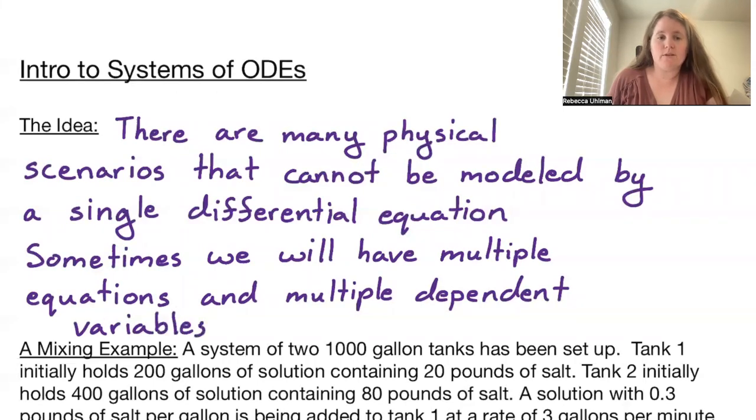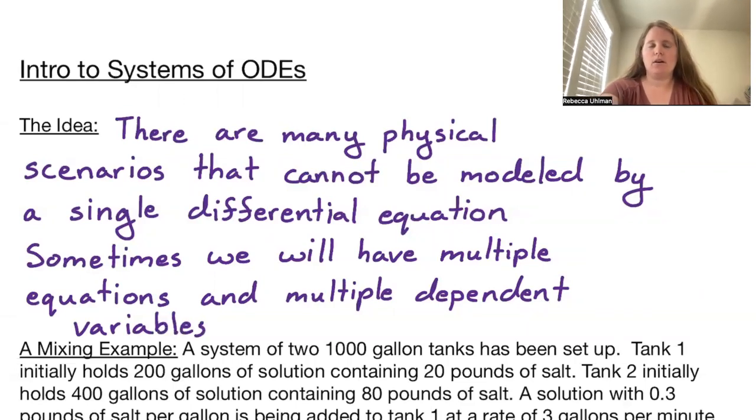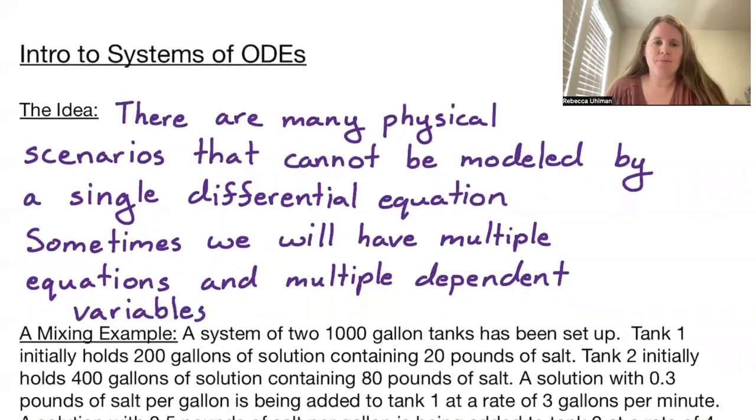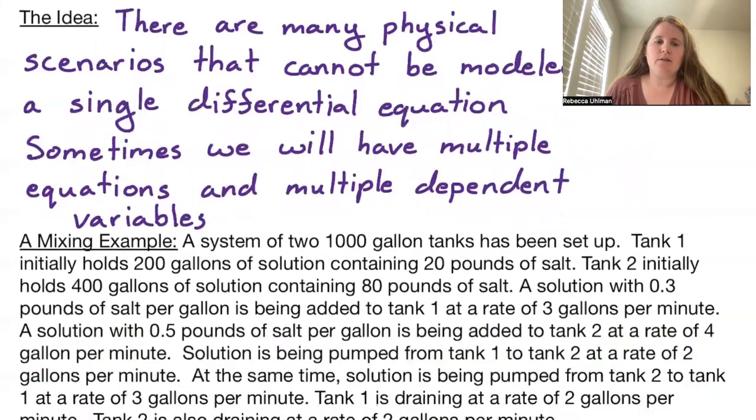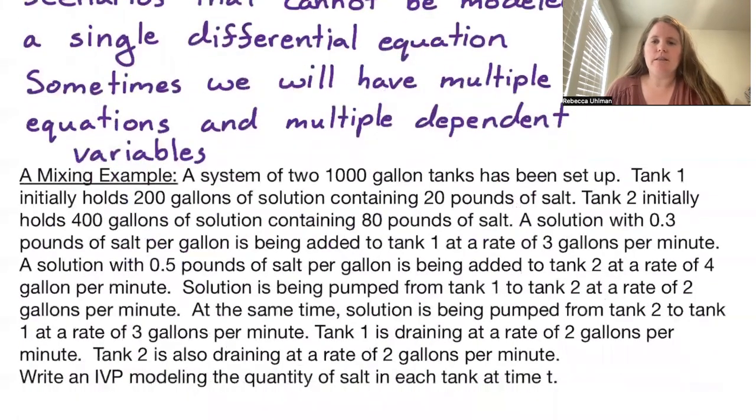We are going to focus on the two scenarios we've already looked at, so namely mixing and spring mass systems, but we're now going to deal with two tanks, and when we switch to spring mass systems, we'll deal with two springs and two masses. So let's go ahead and take a look at a mixing example with two tanks.